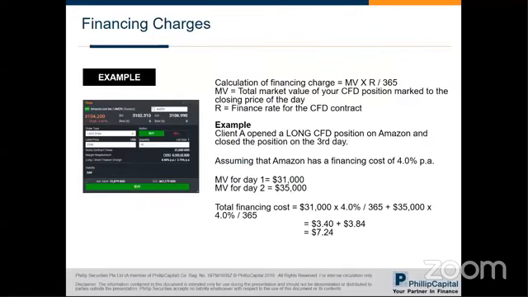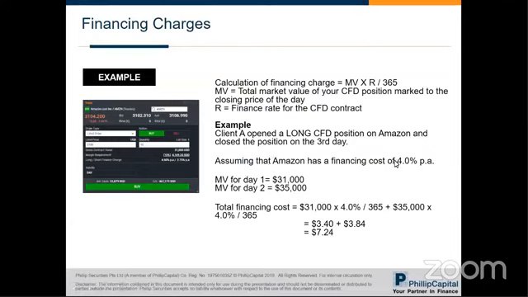So how is the financing charge calculated? It's based on the closing price: the market value, which is the closing price times the quantity, times the financing rate. We can see from the screenshot the gross contract value, margin requirement, and long and short financing charge. You can use this percentage as an indication of how much you will be charged per night. Of course we charge it daily, and this rate is per annum.